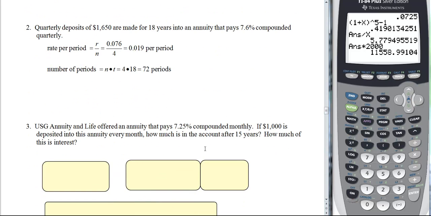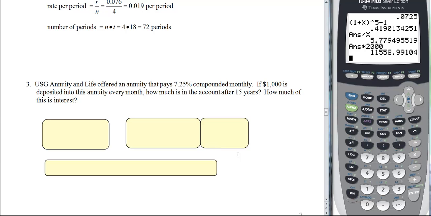Okay, let's get another problem. The USG Annuity and Life offered an annuity that pays 7.25% compounded monthly. If $1,000 is deposited into this annuity every month, how much is in the account after 15 years, and how much of this is interest? Okay, well, that's my original formula that I had earlier. My S equals R, and then that big bracket. So I need you to put the information in where it needs to go.